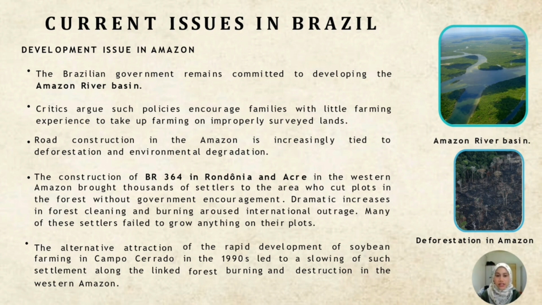The construction of BR highways in Rondônia and Acre in the western Amazon brought thousands of settlers to the area who cleared employment in the forest without government encouragement. The dramatic increase in forest clearing and burning aroused international outrage. Many of the settlers failed to grow anything on their plots. The rapid development of soybean farming in Mato Grosso in the 1990s led to a slowing of such settlement along the limb forest burning and destruction in the western Amazon.